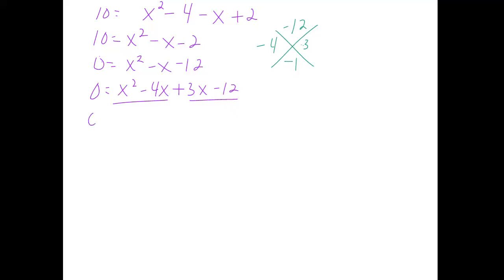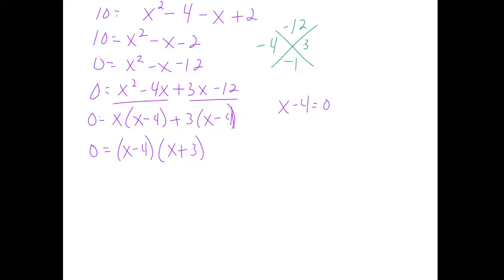Go to our grouping technique. Take out an x for the first two factors. Take out a 3 for the second two factors. And we have 0 equals, factor 1 is x minus 4. Factor 2 is x plus 3. So when we set each of those equal to 0, here we'll get +4. And here we will get -3.